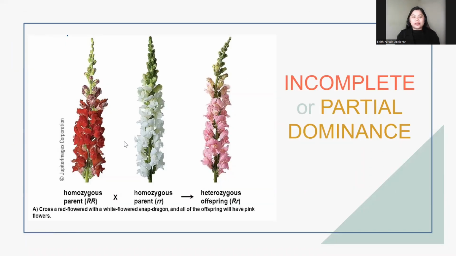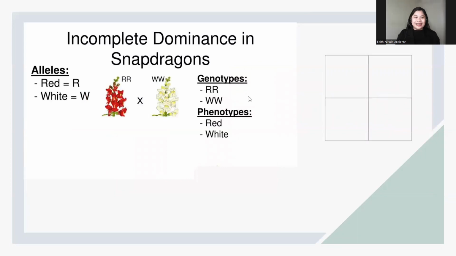So let's try to cross the red and the white snapdragons using a Punnett square. In alleles, we have two alleles, the red and the white. For genotypes, we have the homozygous red, which stands for RR, and the homozygous white, which stands for WW, and the phenotypes are red and white. So let's try to cross this. Let's put above the genotype of the red snapdragon, which is, very good, RR. And on the side, let's put the genotype of the white snapdragon, which is, very good, W and W.